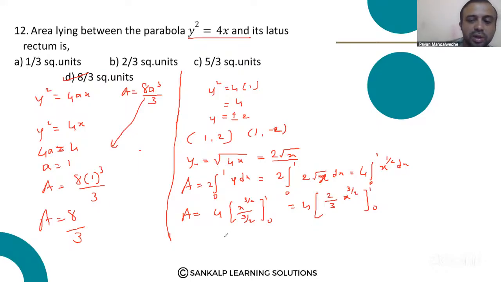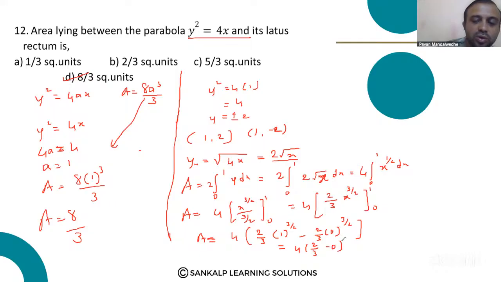So using upper limit minus lower limit, A is equal to 4 into 2 by 3 into 1 raised to 3 by 2 minus 2 by 3 into 0 raised to 3 by 2. So now I can solve this as 4 into 2 by 3 minus 0, anything into 0 is 0, which can be written as 8 by 3.